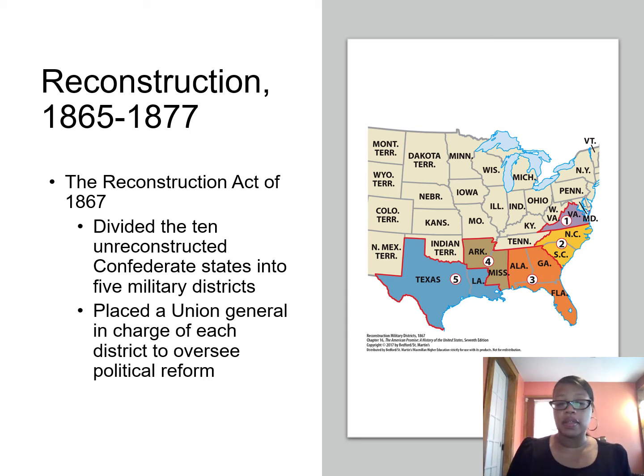So you can imagine that white Southerners did not appreciate what they viewed as an invasion by the Union, by Northerners. But for African Americans, the presence of the Union military was a form of protection for them, because white Southerners were not eager to give them rights. They were not eager to see them advance. So having the military present in the South helped to protect African Americans.